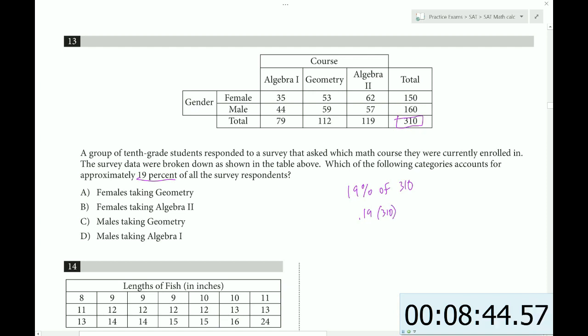So let's see what the calculator says for that. We do 0.19 times 310. And that's 58.9. So we're looking for something that's about 59 students, and the best number here would be the geometry male. So that would be choice C.